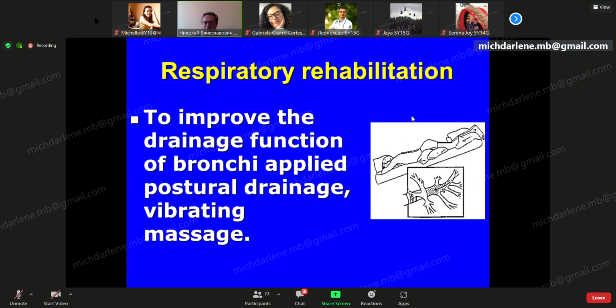The rehabilitation program also includes some positions, so-called postural drainage positions, to improve the drainage function of the bronchi and to relieve sputum expectoration from the lungs, from the lower lobes, from the bronchi. Also for this purpose, we can recommend vibrating massage, mechanical irritation of the chest in different parts, which can also stimulate the clearance of the respiratory tract.